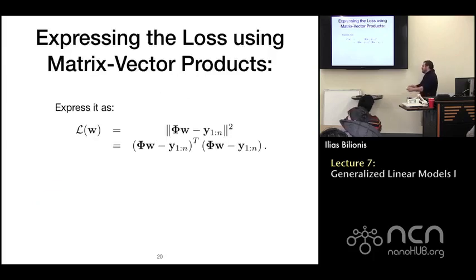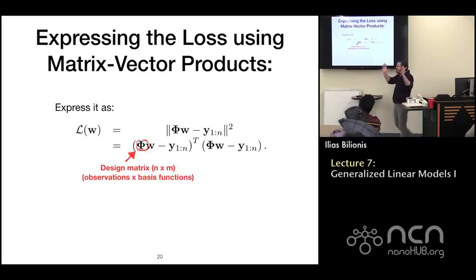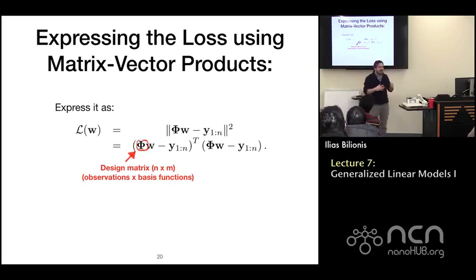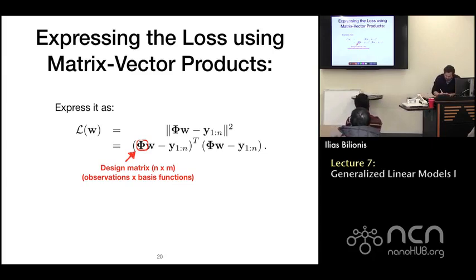All right, so now if you take a square loss and a generalized linear model, the square loss can be written like that, as the norm of the difference between two vectors, basically. Because your model is going to give you these predictions: some matrix phi times the weights, and that matrix phi is a special matrix that is called the design matrix.